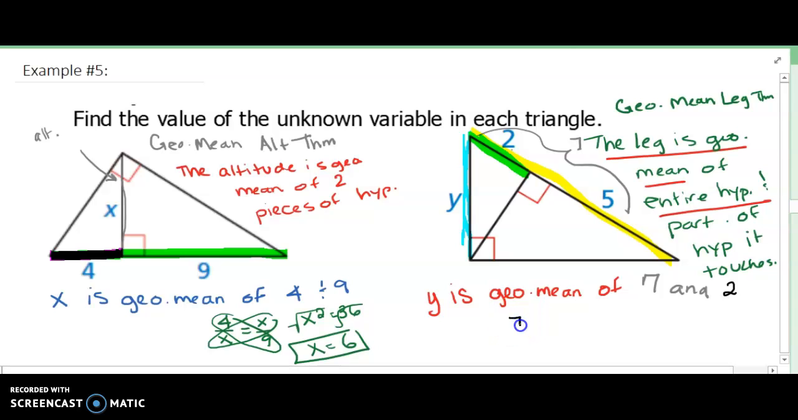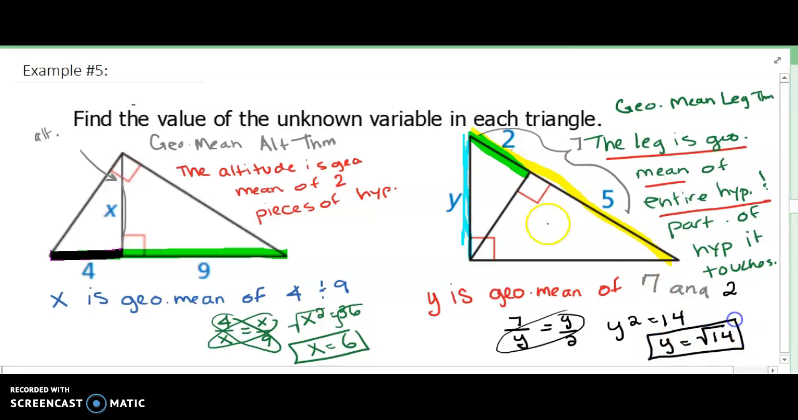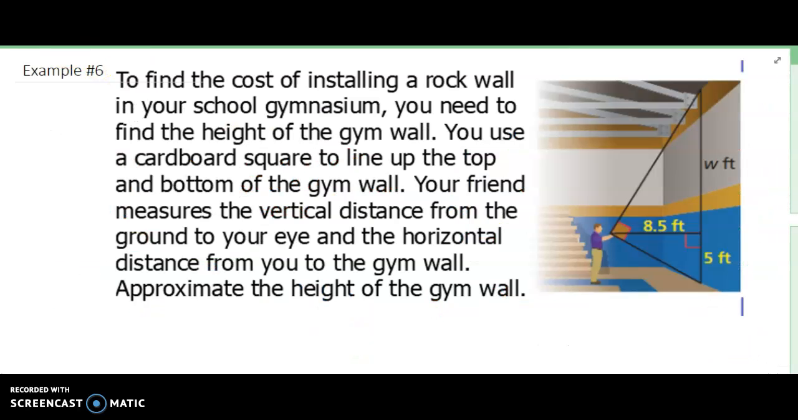Okay, so now I can set it up. 7 over y equals y over 2. I have my geometric mean opposite of each other, so I can say y squared equals 7 times 2, which is 14. y then has to be the square root of 14, which doesn't simplify. That's my final answer. All right, let's do one last word problem example.